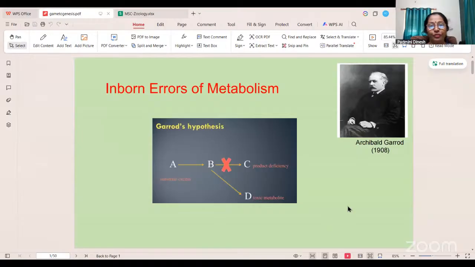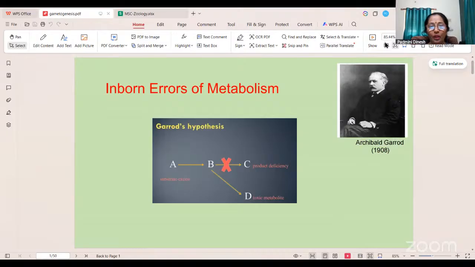The inborn errors of metabolism. This is one more type of metabolism. After completing, I'm left with only this small chapter, and then we will talk about developmental biology over there. Developmental biology also is a very important topic over here.